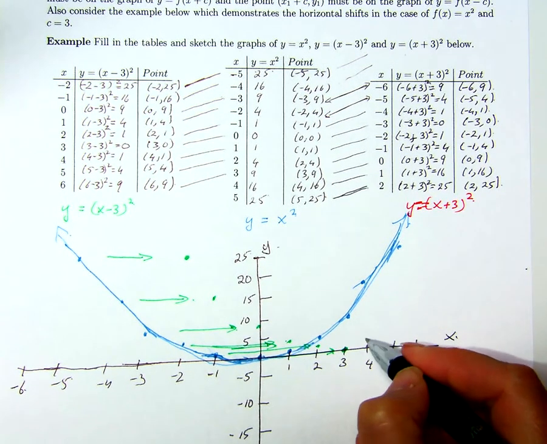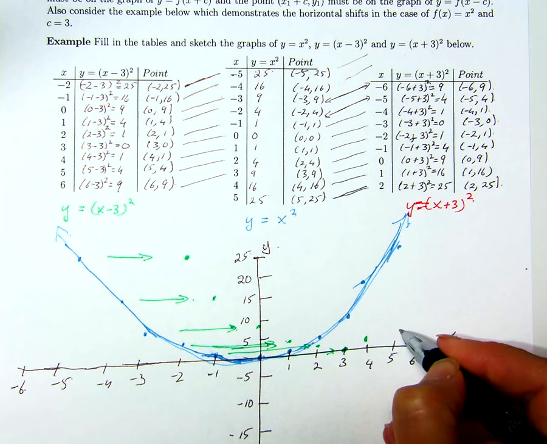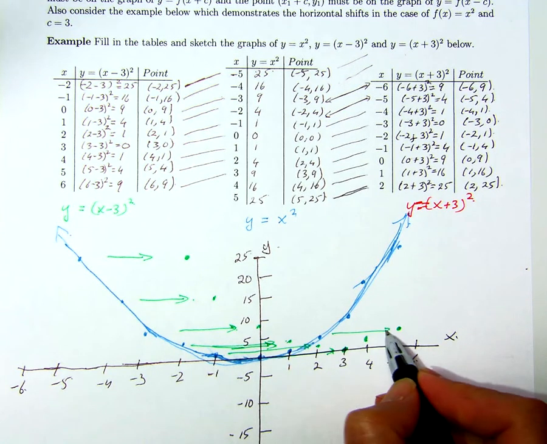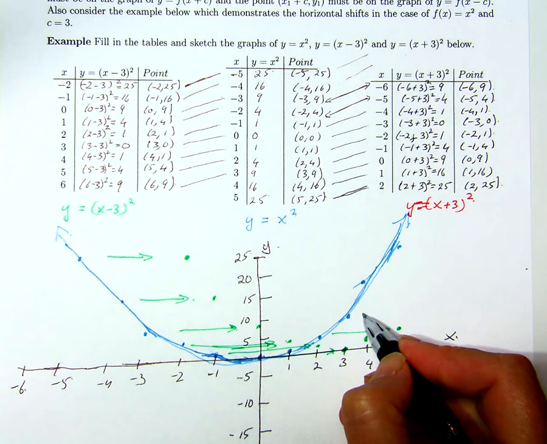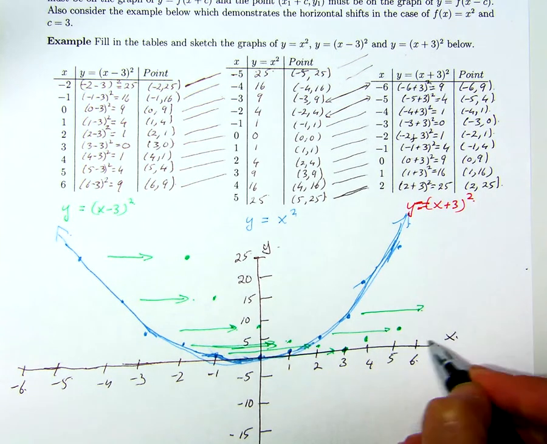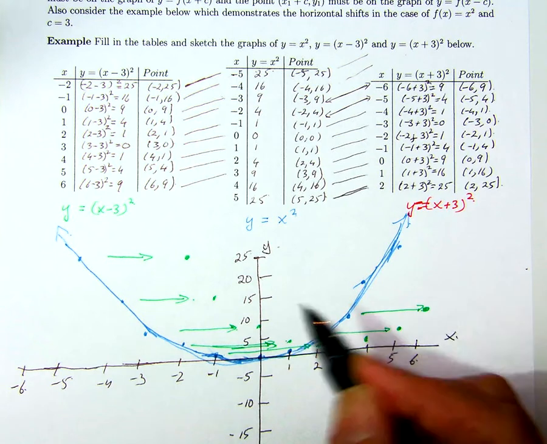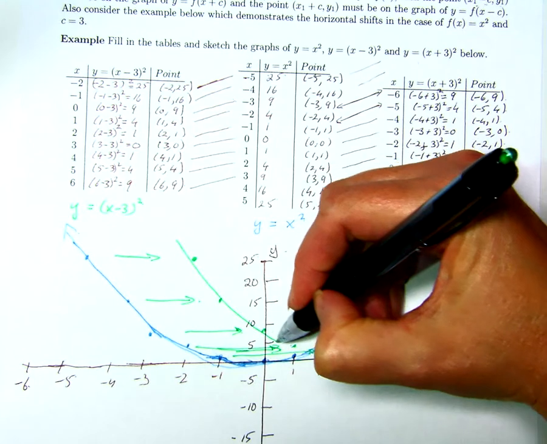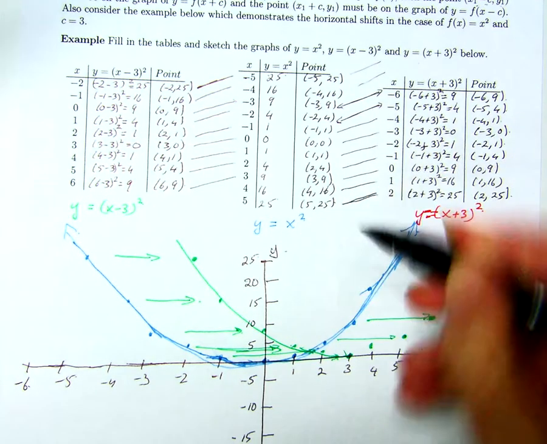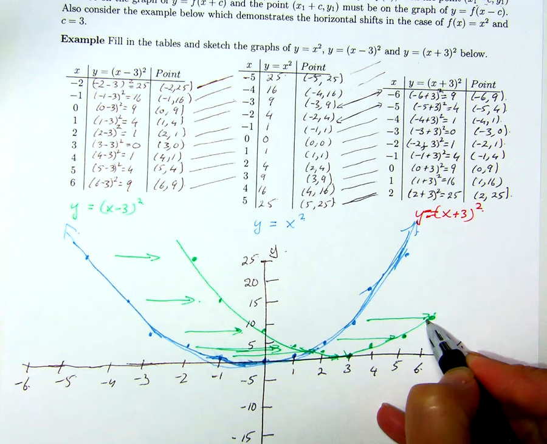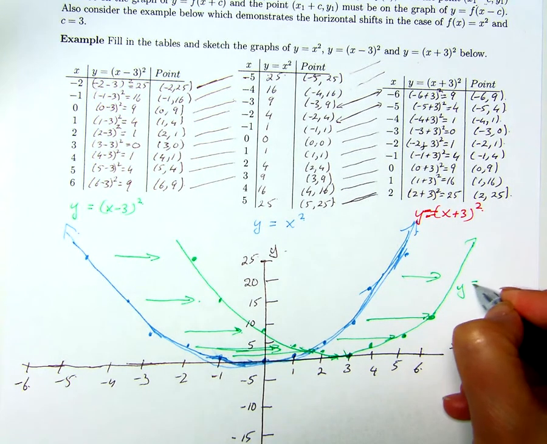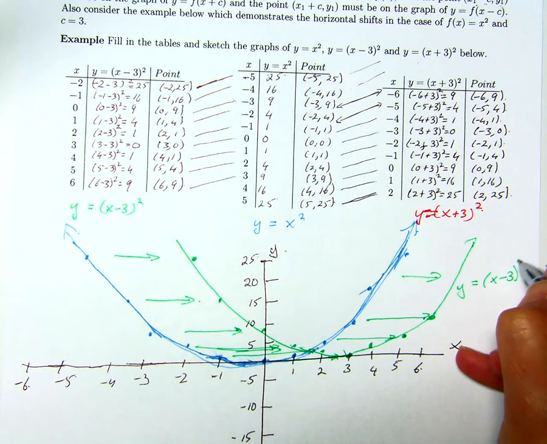(4, 1) is here. (5, 4) is here, and that's going to be 3 units to the right of this one. And then we should have (6, 9) here. And so we see everything gets shifted to the right by 3 units. Again, we have exactly the same bowl shape, except every point on the graph of y equals x squared gets shifted to the right by 3 units.